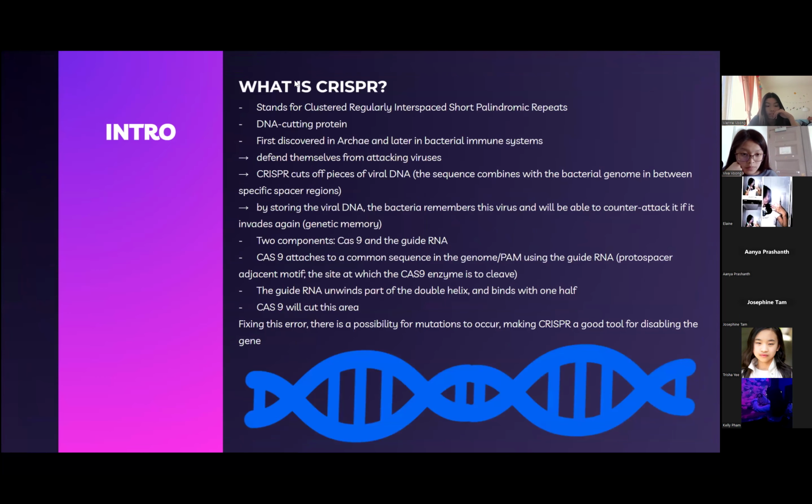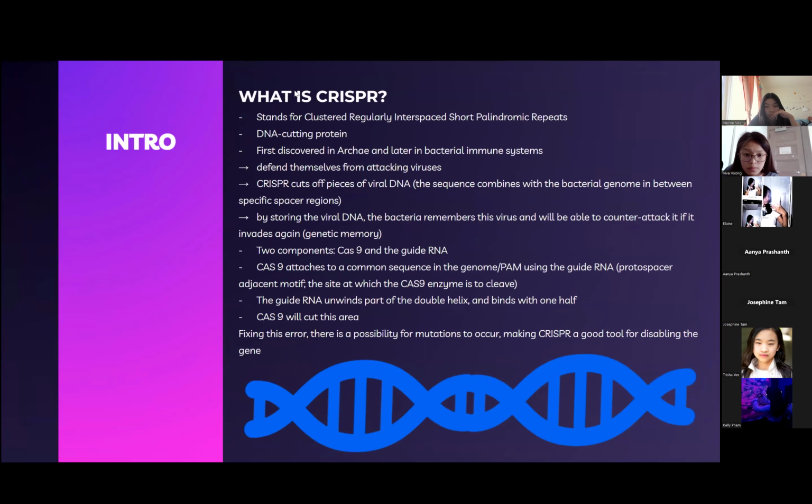Okay, so what exactly is CRISPR? CRISPR stands for Clustered Regularly Interspaced Short Palindromic Repeats, and it is a DNA cutting protein. It was first discovered in archaea and later in bacterial immune systems. In bacteria, it helps them defend themselves from attacking viruses.